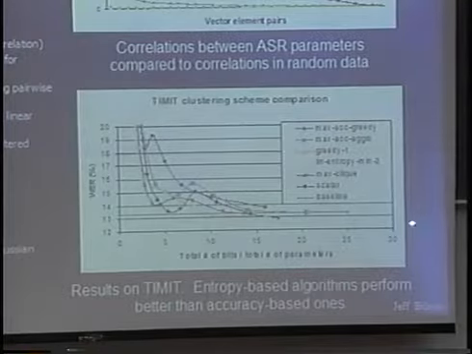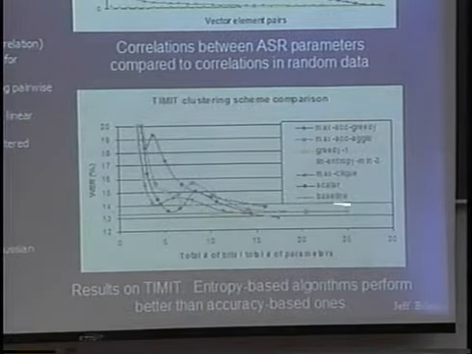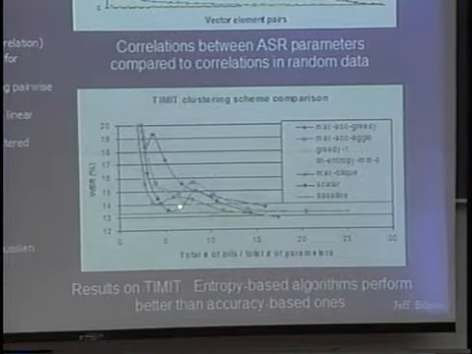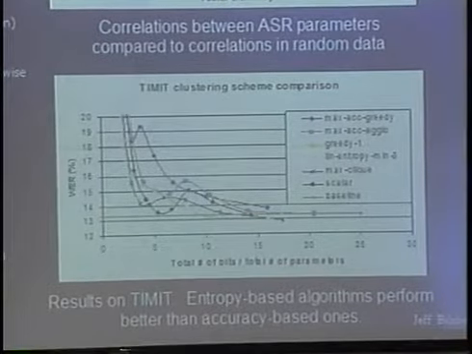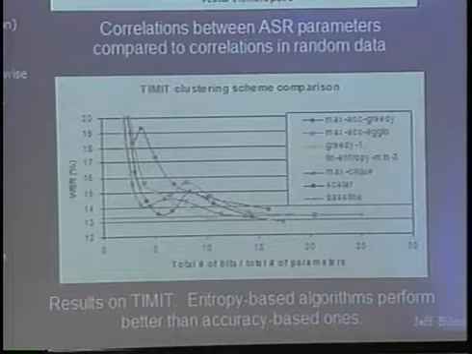And so starting from 32, our word error rates were, in this particular case, on TIMIT, about 13%. And as you use fewer and fewer bits, the word error rates increase. But using these various clustering schemes, we got away with, in this particular case, about 10 bits per parameter before the word error rate started increasing appreciably.